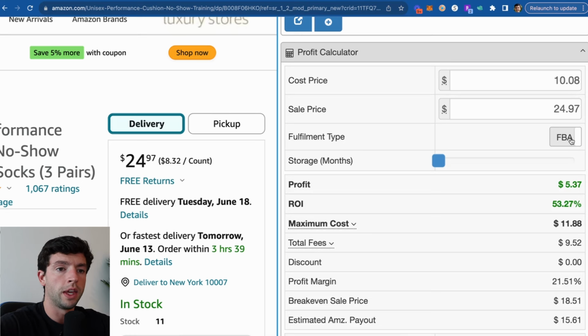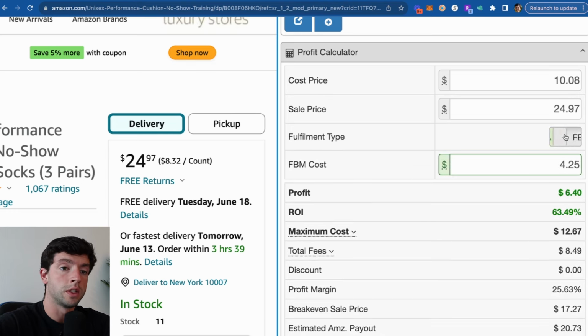However, we see a lot of beginners that think they would just subtract the shipping costs from these numbers that show on the main profit calculator. Meanwhile, what you actually need to do is filter this over to FBM, enter in that FBM shipping cost, and then you can see the exact numbers there.